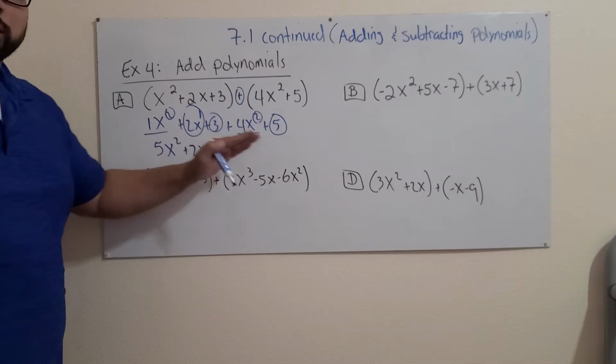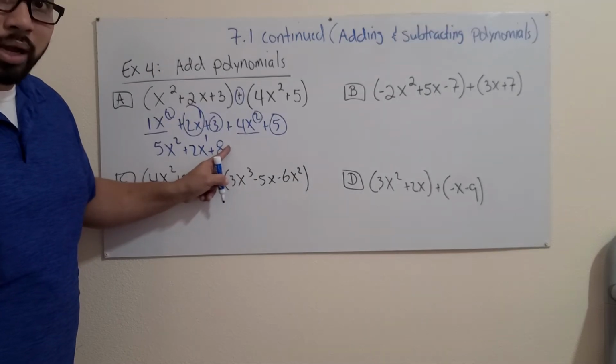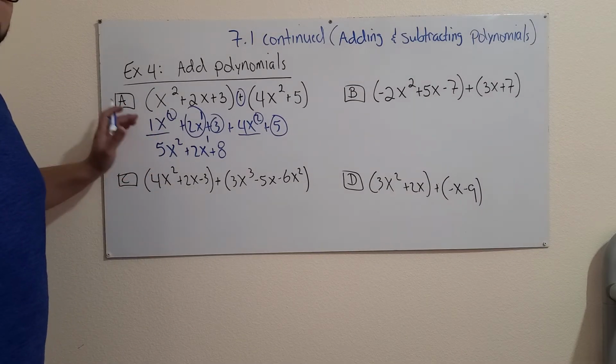So this is what you call standard form. If you look at your exponent, it goes 2, 1, and then this one has none because it has no variable. So that's standard form. And it's done. It's that easy.